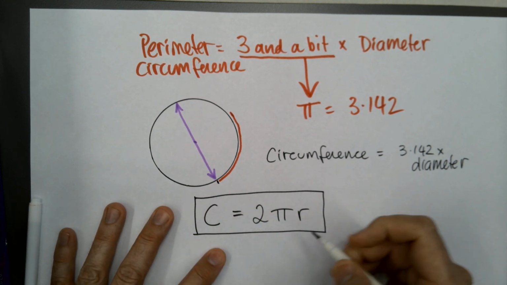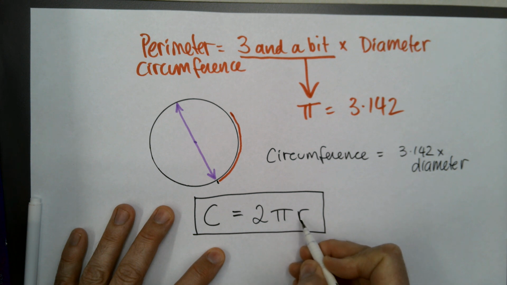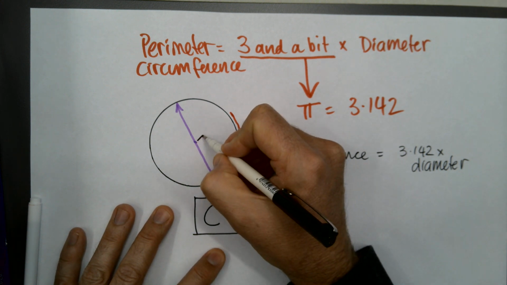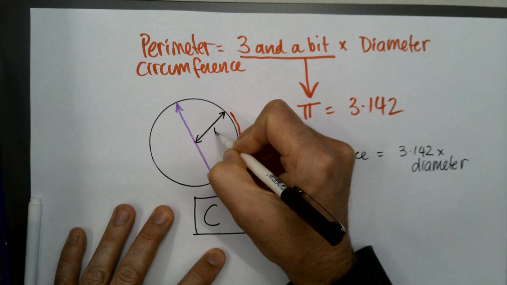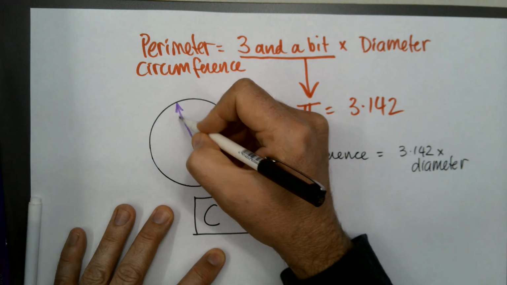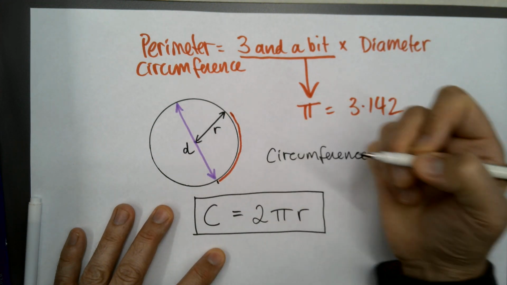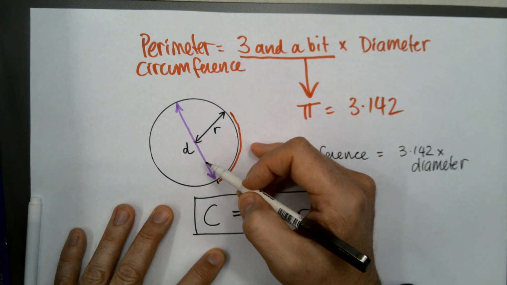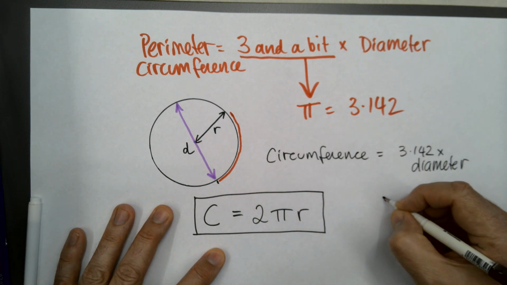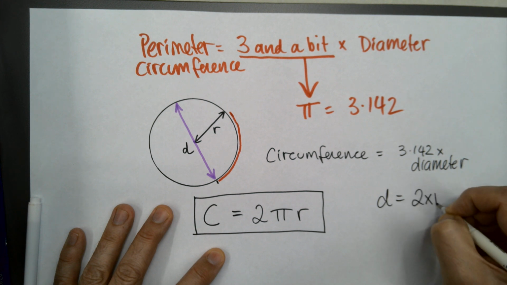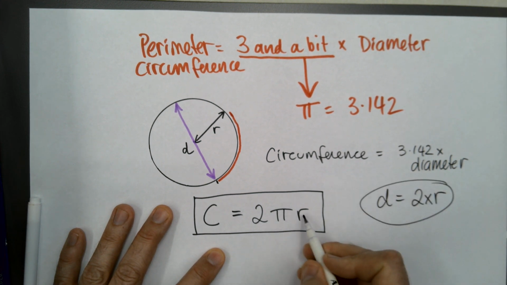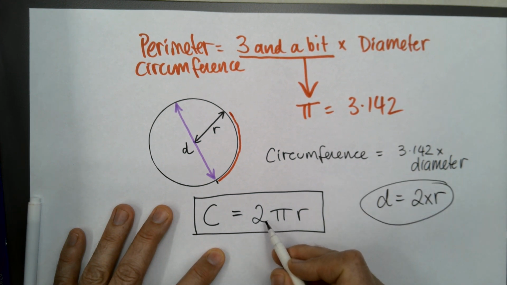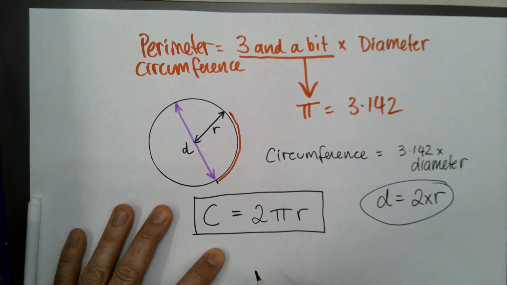Well, what's to go with that? Well, r is the radius. So there's the radius, and this one here is the diameter. The radius is half the diameter, so the diameter is 2 times the radius. That's where that comes from. So they've just replaced the diameter with 2 times the radius.